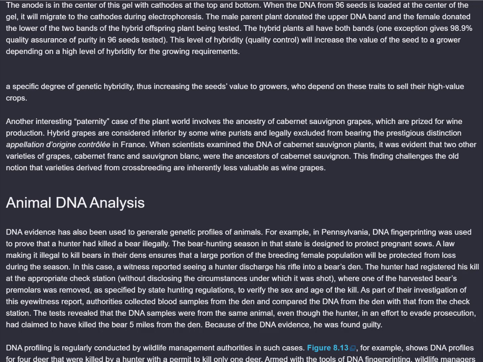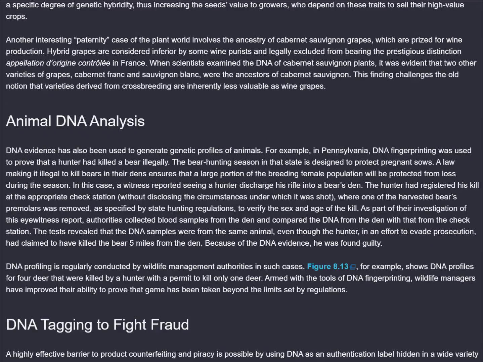This level of hybridity, quality control, will increase the value of the seed to a grower depending on a high level of hybridity for the growing requirements. A specific degree of genetic hybridity, thus increasing the seed's value to growers, who depend on these traits to sell their high-value crops.